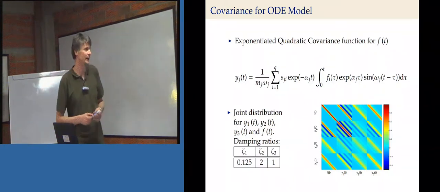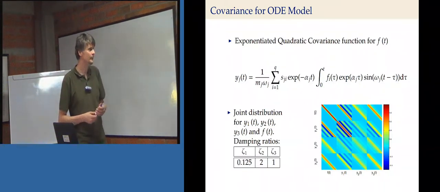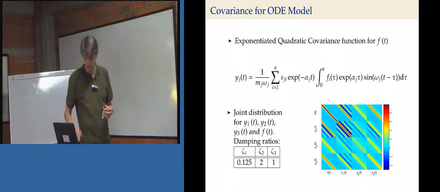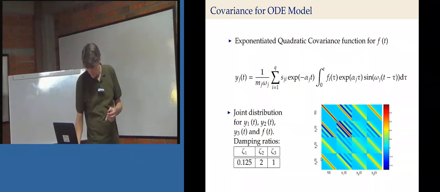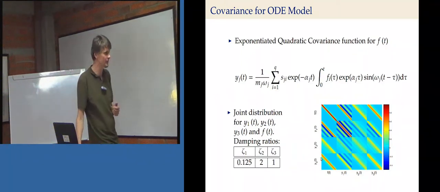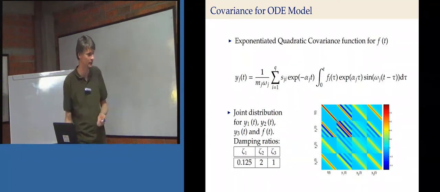Now, it's an ugly looking thing, isn't it? But it's not as ugly as it looks. What's going on in actuality? Well, I'll talk about what's going on in a minute. For the moment, let's just look at the form of the covariance.